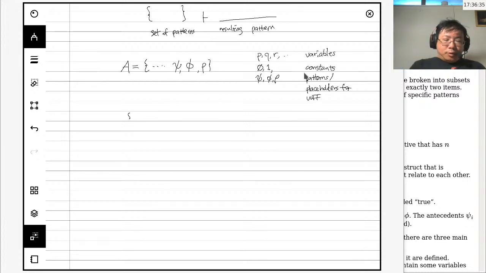The inference rule says, if you find a pattern psi and you find a pattern phi, if you find those two things, then we can infer, this symbol here means infer, psi and phi. That's one inference rule. So what does that mean?